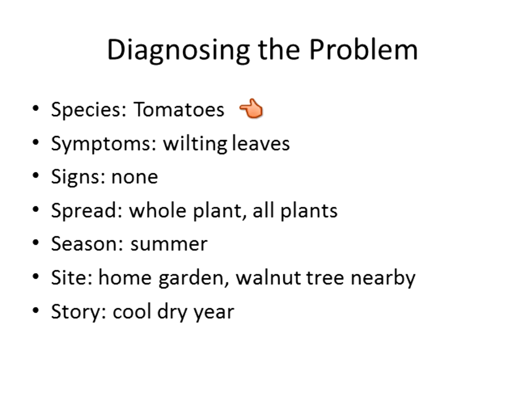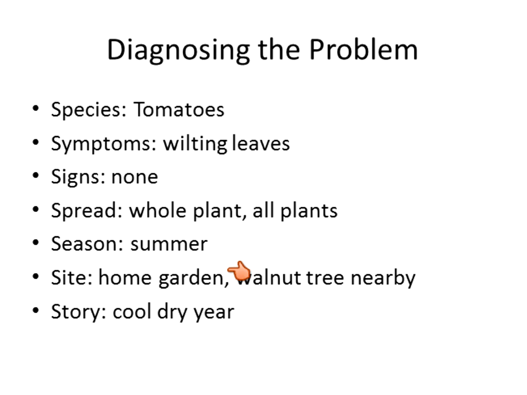I think this is the last one here. Tomatoes are the species. The symptoms are wilting leaves. No signs were present, but the spread was the whole plant, and it was all the plants in the garden area. The homeowner actually called me out to look at one thing, and then we got onto the tomatoes, and this was all in the midsummer.